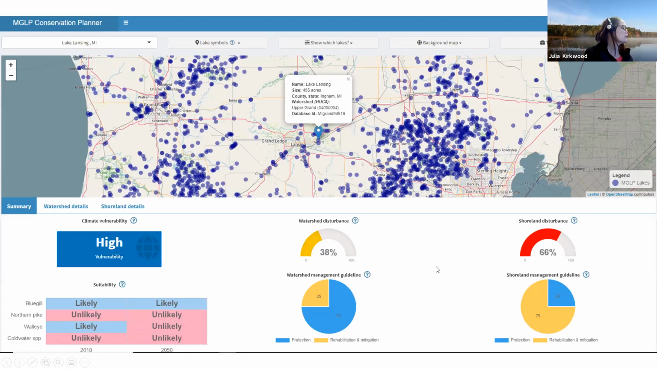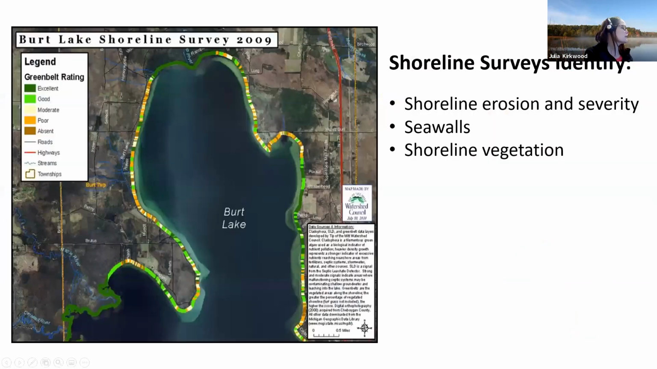One of the key things that I really think is important for all lakes to do is what's called a shoreline inventory. This gives a perspective on the whole lake. This is an example of a green belt, or buffer strip, rating, really about the first 35 feet, that the Tip of the Mitt Watershed Council did on Burt Lake. And this is just for the green belt rating. They also have one for erosion levels and seawall levels.